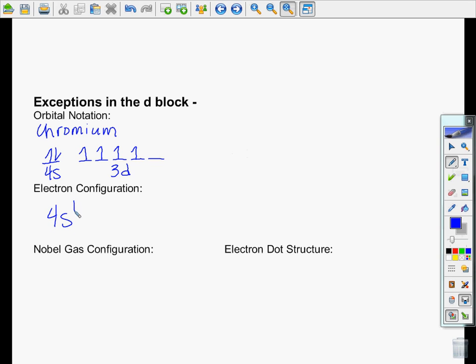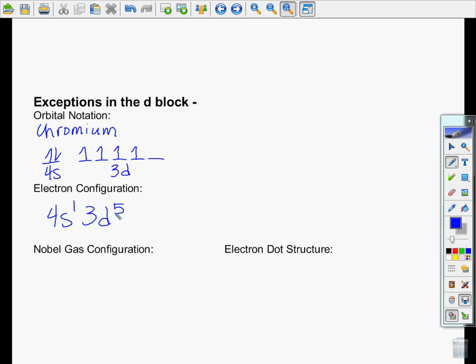Wait, don't all elements do that? No. Only the ones that are in chromium's group are going to steal from the s and make half full shells. So molybdenum, tungsten, and seaborgium. Now, what other group is going to do this to steal from the s orbital? Group 11, because they also almost fill it up. These have 9, right? If they steal from the s, they're going to fill their d orbital and be extra stable.